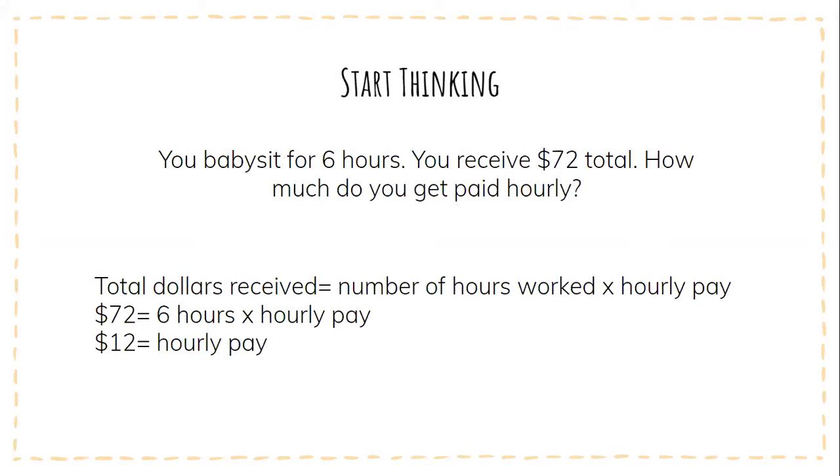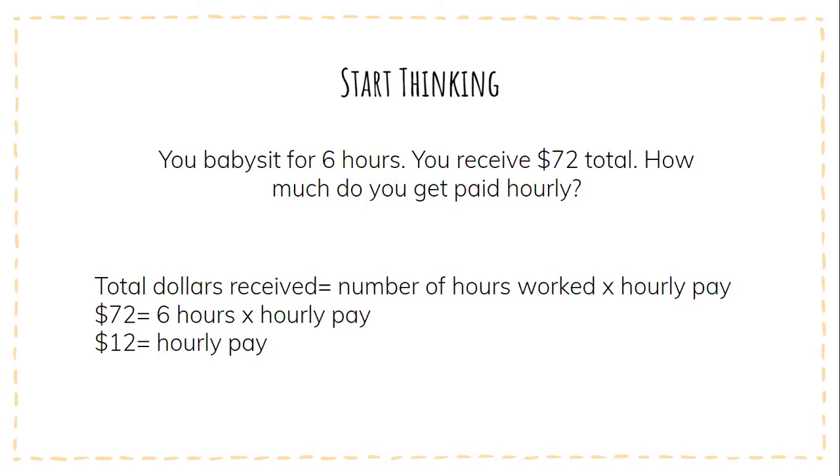and we got $72. So my total is already given to me. In the last two, we were looking for the total. So this one is just a little bit different. When I set it up, I did my total dollars received. So how much I received for babysitting in total equals the number of hours worked, which was given to us, times the hourly pay.